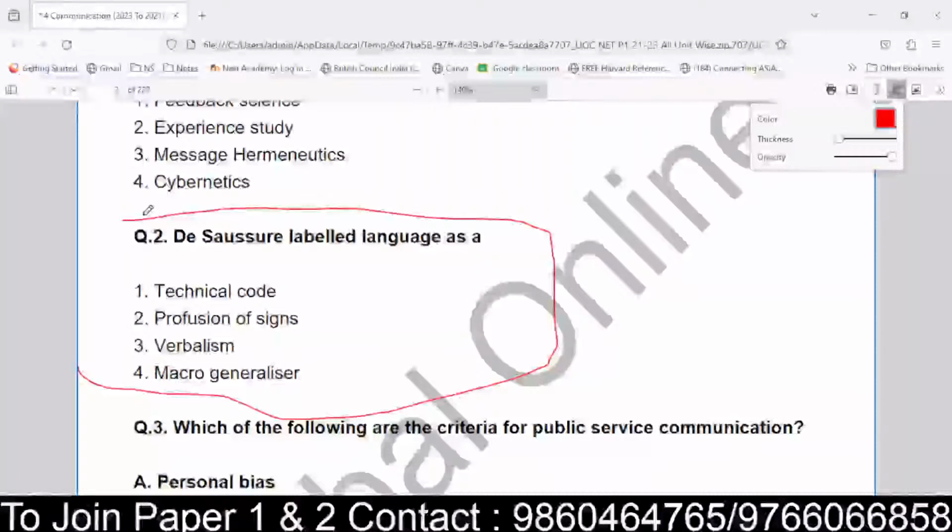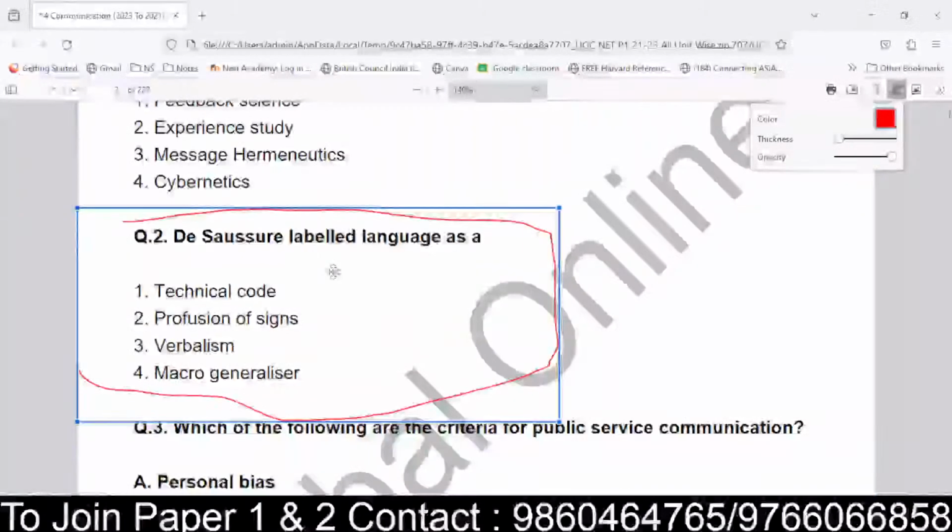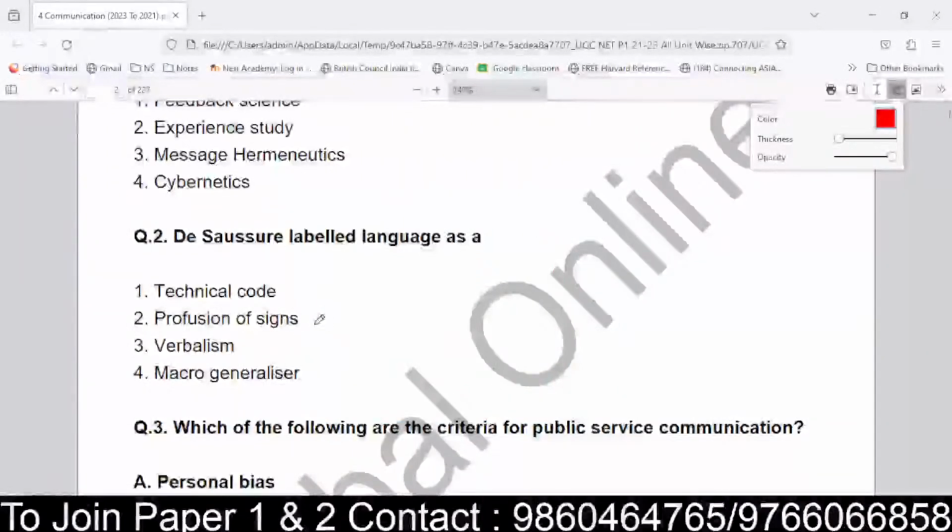The term is mentioned as de Saussure. Language is labeled as what? So basically Saussure is nothing but a social phenomenon, a system, which is viewed with respect to synchronization, with respect to the course of changes in time. So they are labeled as what? A technical code, a profusion, a sign, verbalism, or micro generalizer? So this is basically termed as what? Yes, everyone.